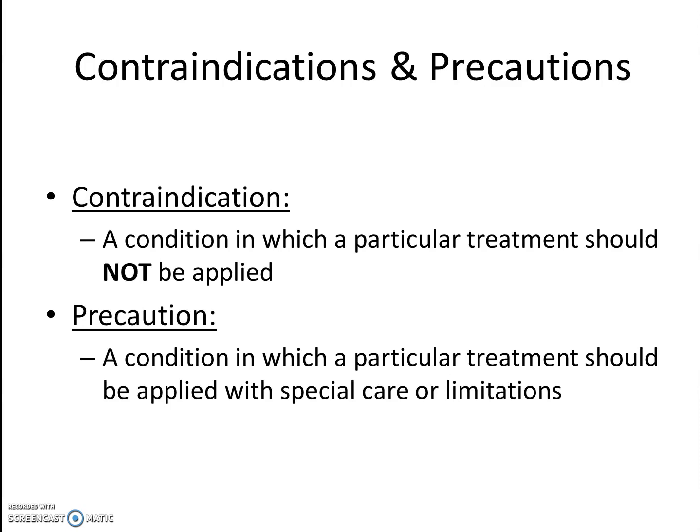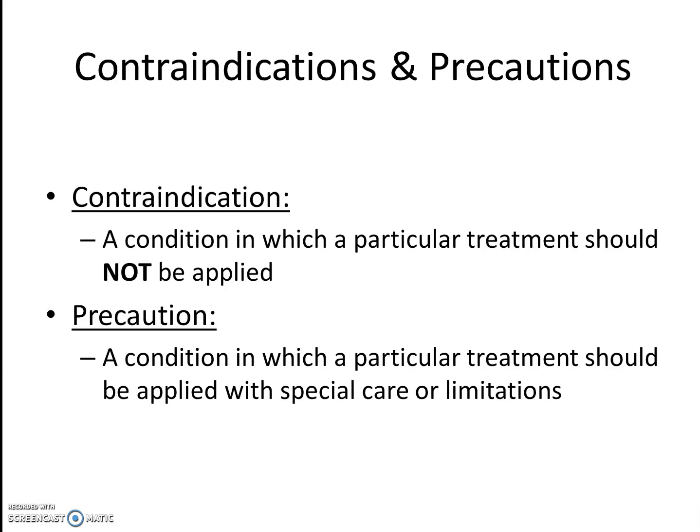Now, a precaution is a condition under which a particular treatment should be applied only with special care or limitations, and we often refer to this as a relative contraindication, okay? So this could be something where maybe the patient has an open wound on their foot, but we are treating their shoulder, okay? So we know that they maybe have excessive bleeding, but not in necessarily the area that we're treating. So we want to be careful to make sure that we aren't causing any additional issues or impairments with our hot pack on their shoulder because of the open wound that they have on their foot.